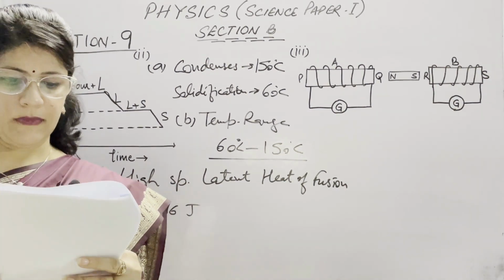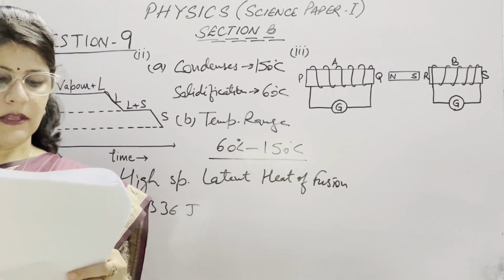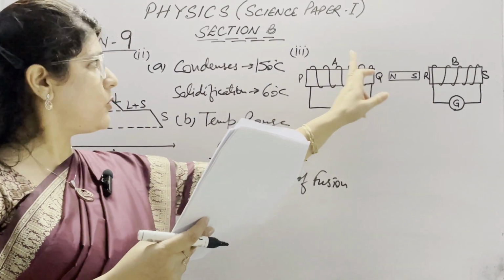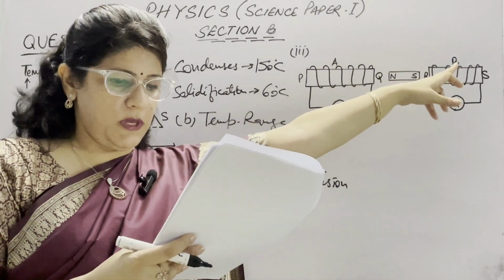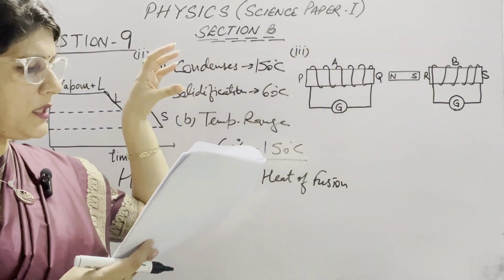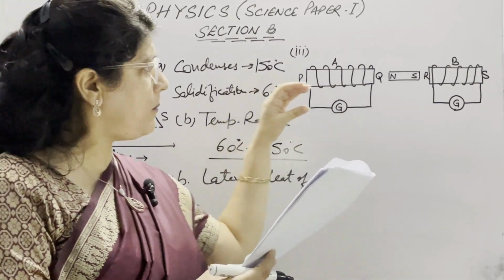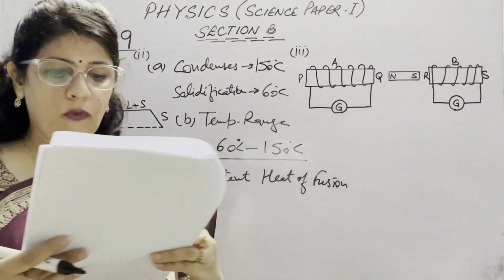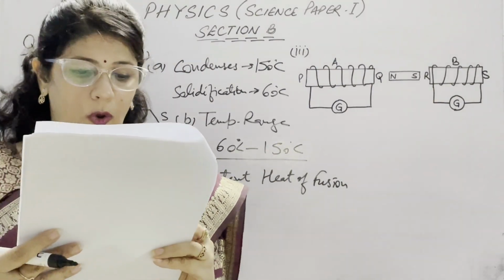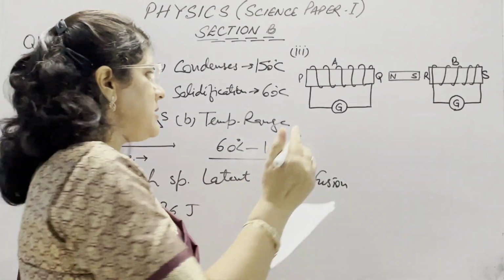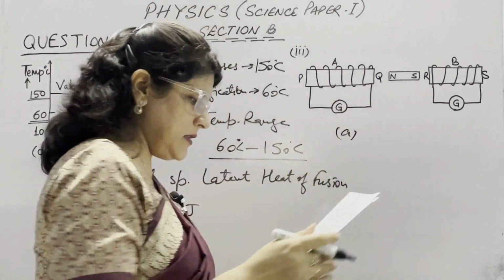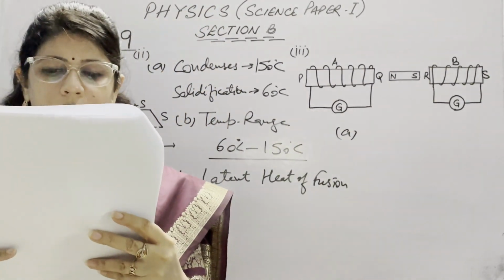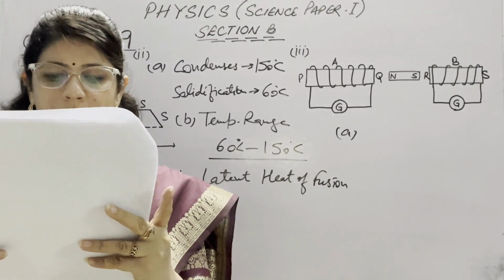In the last third part, the diagram below shows a magnet placed between two coils. This is A and this is B. The magnet is moved along the axis towards the coil B. Now the magnet is moving towards this coil B. Now we remember Lenz's law. In A part, they have asked to state the polarities induced at the ends Q and R of the coil due to the motion of the magnet.